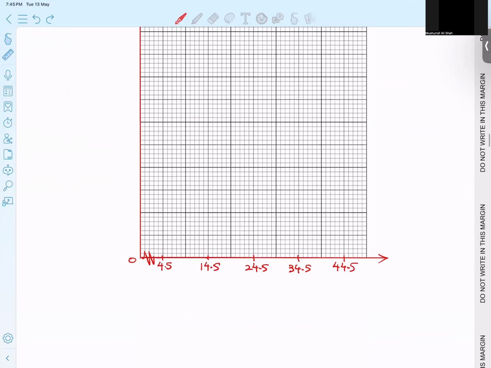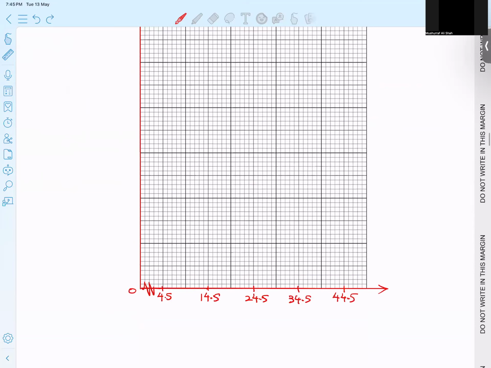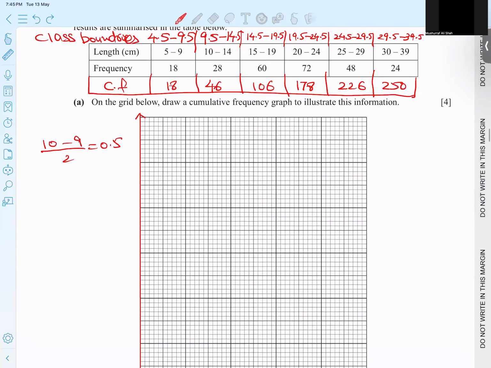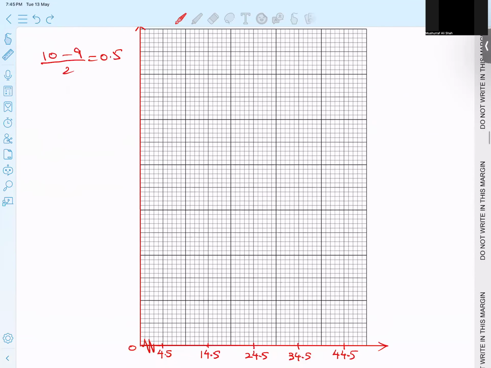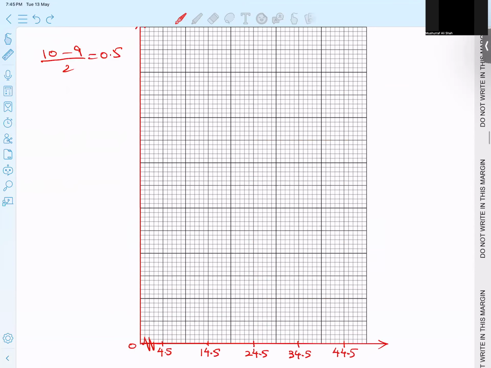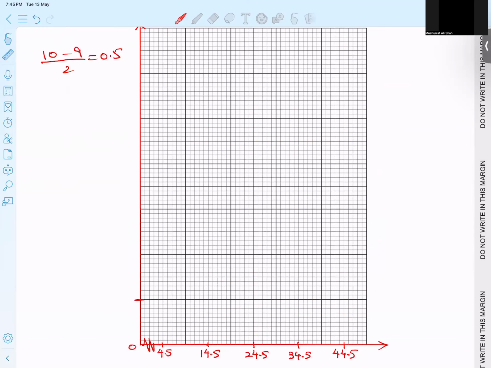Now I'm going along the y-axis. The highest is 250, so we have two choices. If I make the scale 10, 20, 30, it is not possible. If I make it 20, 40, 60, 80, 100, not possible. So 30 should not be tried. The best options are 10, 20, 40, 50, 100. These are best, so I take 40.